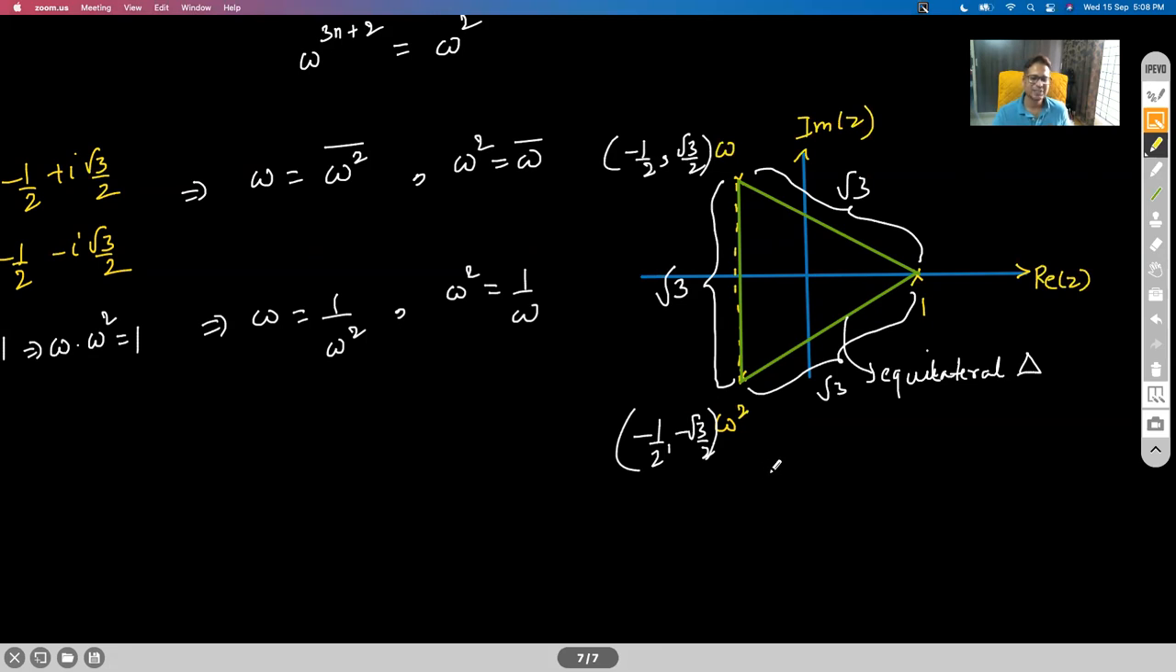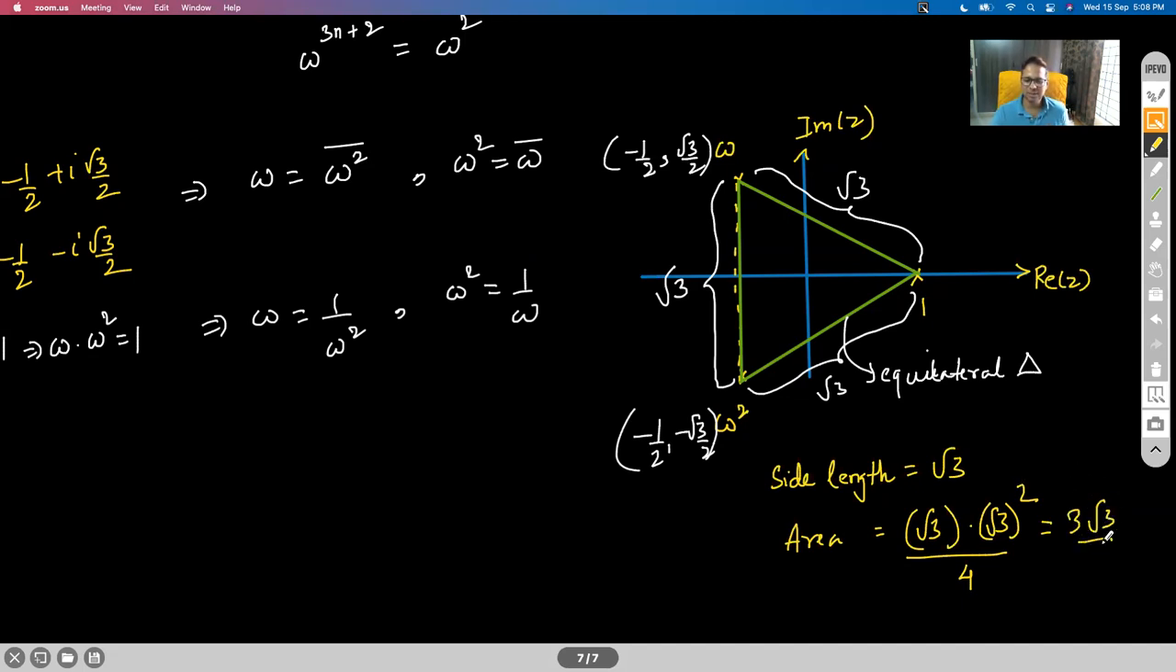Okay. So this equilateral triangle side length is root 3. Area would be root 3 a square by 4. I hope everybody knows the area of an equilateral triangle whose side length is given to you: root 3 a square by 4. So in this case, it will be 3 root 3 by 4.